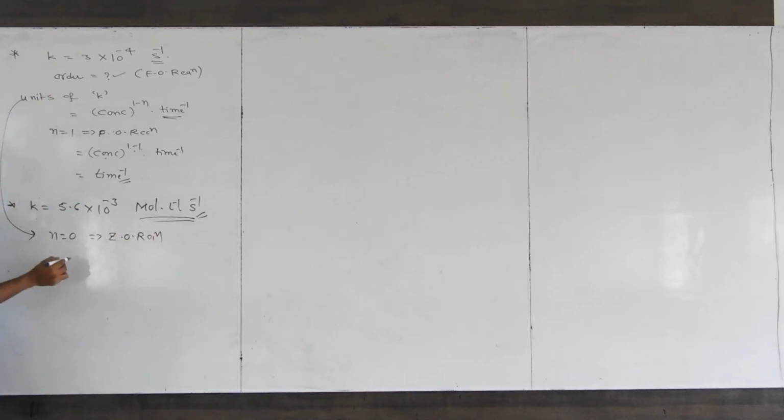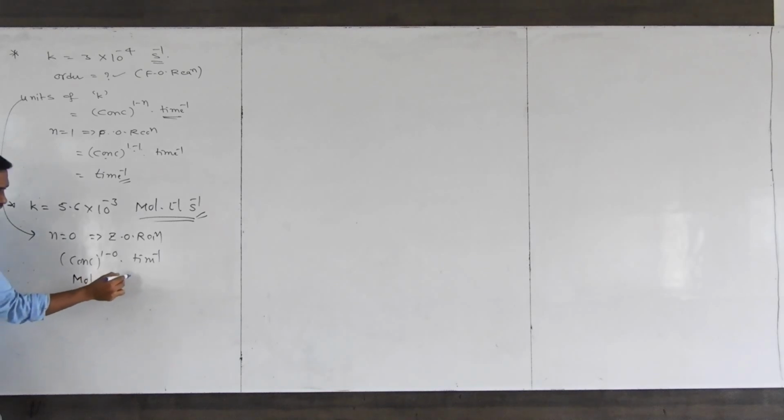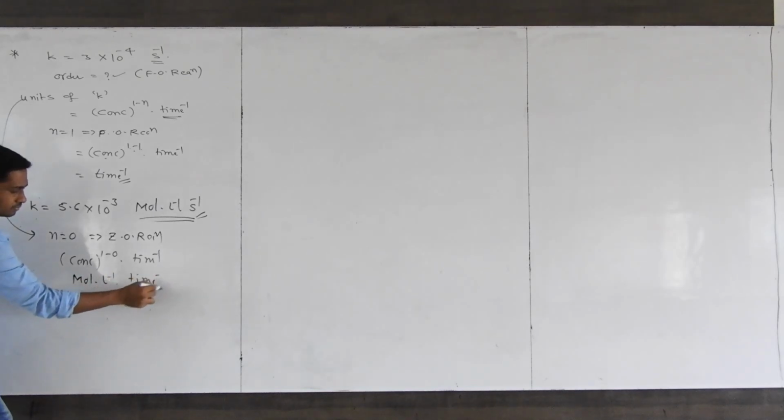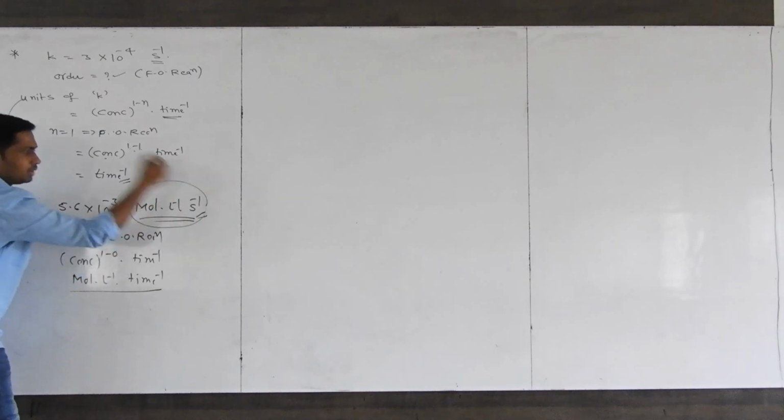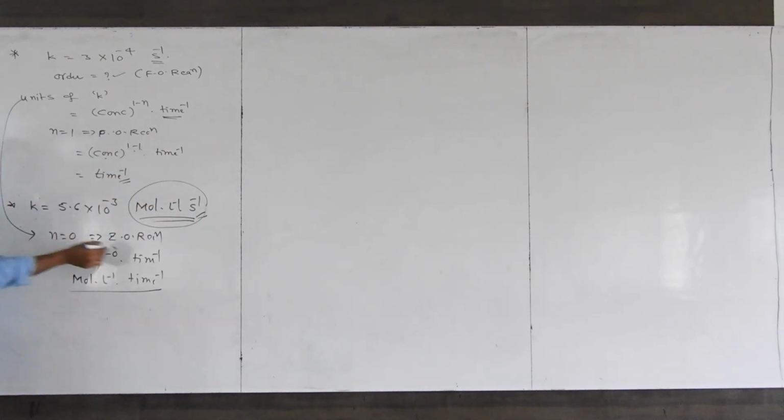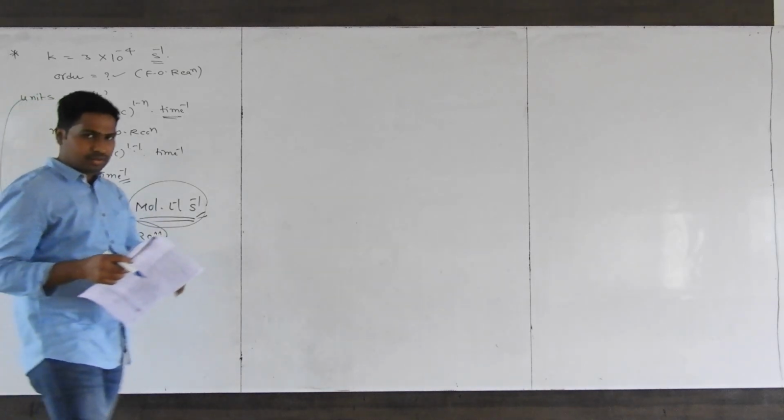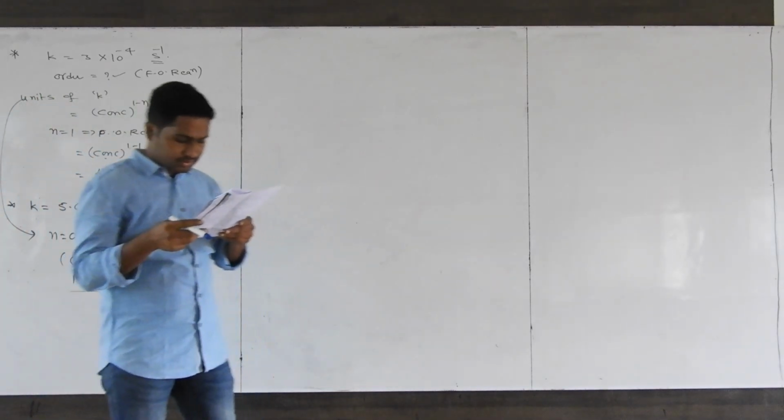Substitute in that formula. Concentration power 1 minus 0 into time inverse. 1 minus 0 is 1, so concentration power 1, nothing but mole per liter and time inverse. Which order is it? Zero order reaction. Okay, already explained in the regular classes; you see that one and you get the reaction.